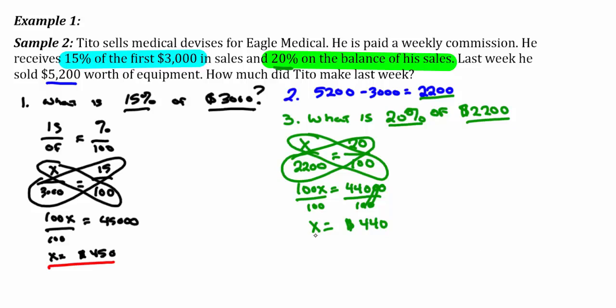Now we know how much commission he made on the first $3,000. And we know how much he made on the remaining, or the balance, which is $2,200. So we can calculate his total commission by adding those two numbers together. So we would take 450 and add it to the $440 to get a total commission amount of $890.